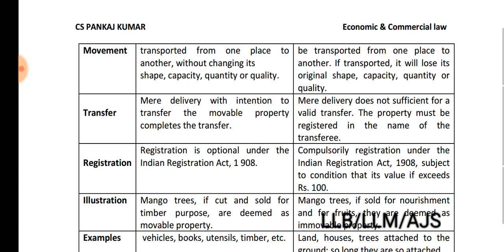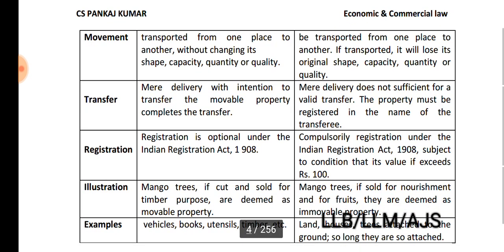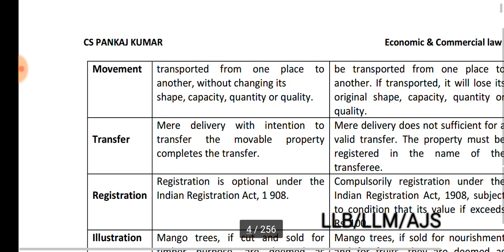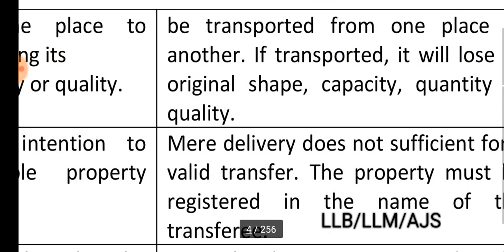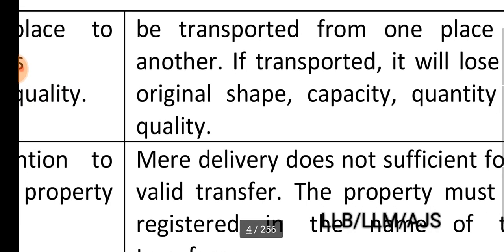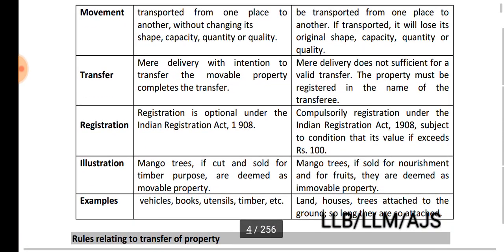Here we will find 2 points, although it is given under one point. Without changing its shape, capacity, quantity or quality. And here, if transported, it will lose its original shape, capacity, quantity and quality. Next, transfer: mere delivery with intention to transfer the movable property completes the transfer. So delivery is important, and intention is also important. In case of immovable property, mere delivery does not suffice for a valid transfer. The property must be registered in the name of the transferee. So registration is essential in case of immovable property, but not in case of movable property.